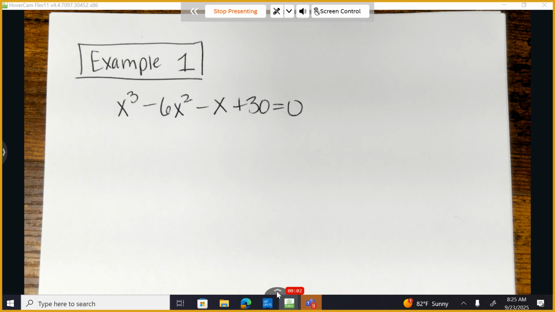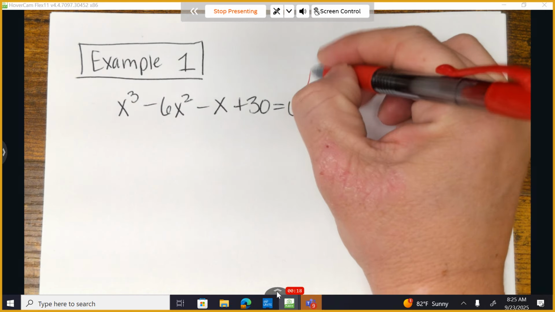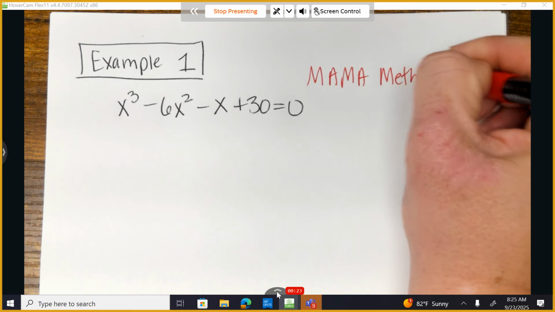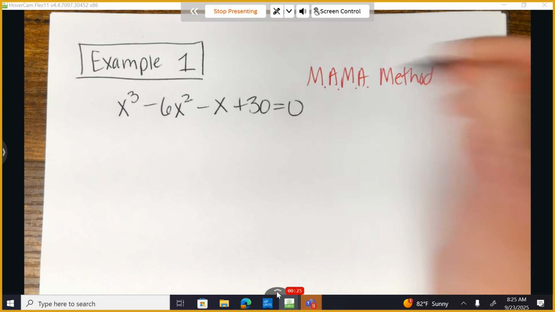In this video, I'm going to teach you how to use synthetic division as a way to solve the equation. When we solve the polynomial equation, we are identifying the roots of the equation, or the x-intercepts of the equation. Now, I like to refer to this as the MAMA method. And that's just an acronym that reminds me of the steps.